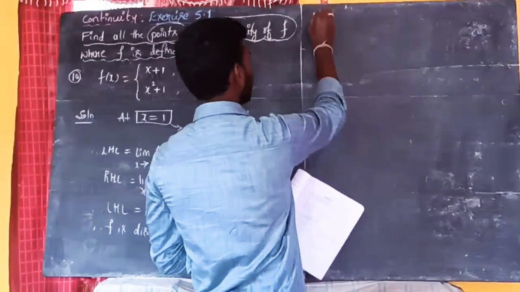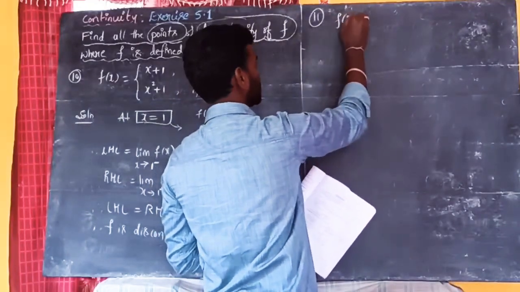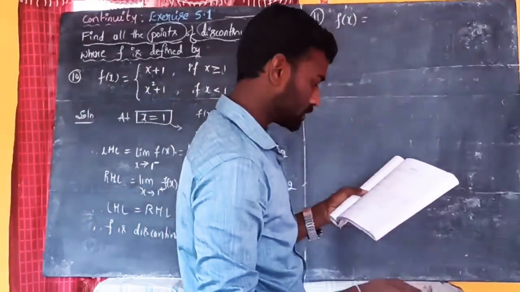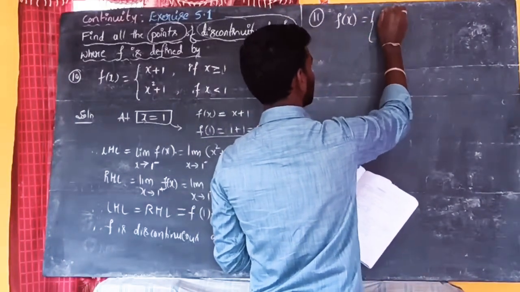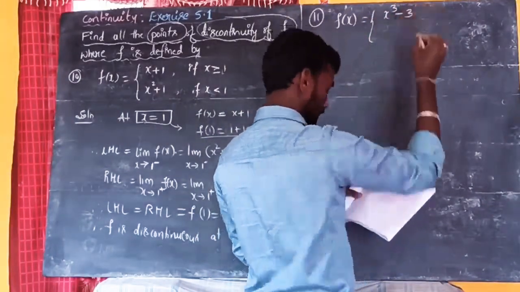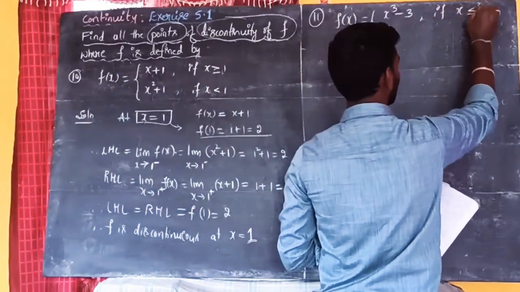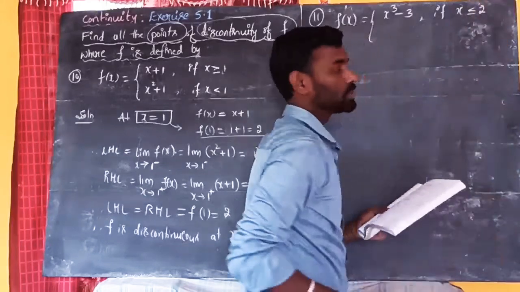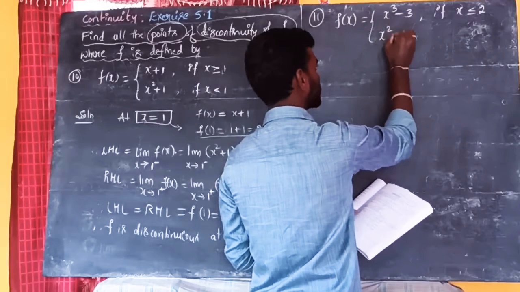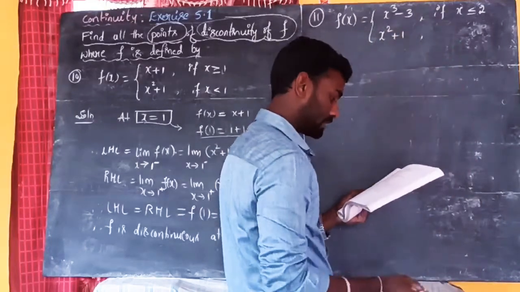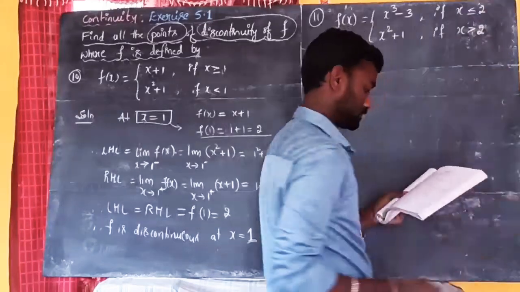11th one, find all the points of discontinuity of f given by f of x is equal to x cube minus 3, if x is less than or equal to 2. Next, f of x is equal to x square plus 1, if x is greater than 2.